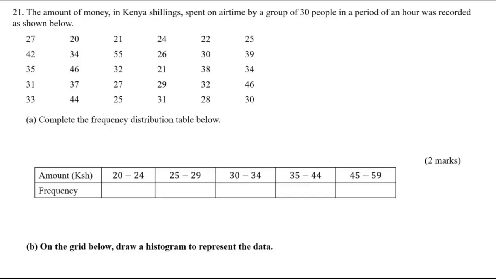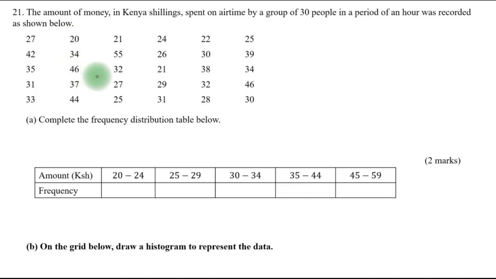Question 21. With the next question. The amount of money in Kenya shillings spent on airtime by a group of 30 people in a period of 1 hour was recorded as shown below. So these are the amount of money in shillings which was spent by 30 people. So we need to complete the frequency distribution table below.